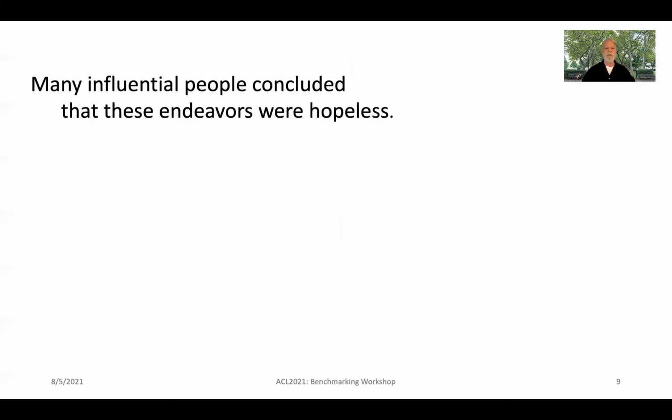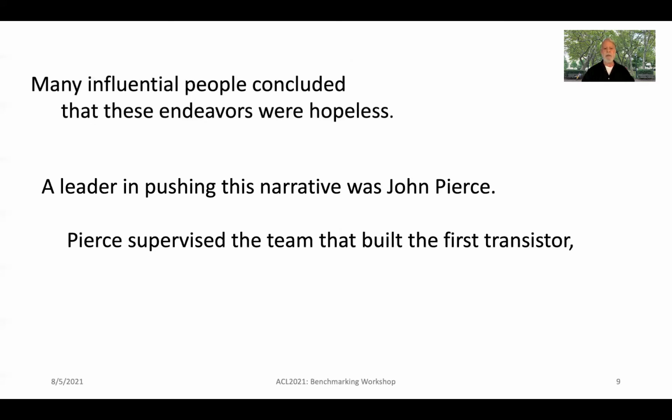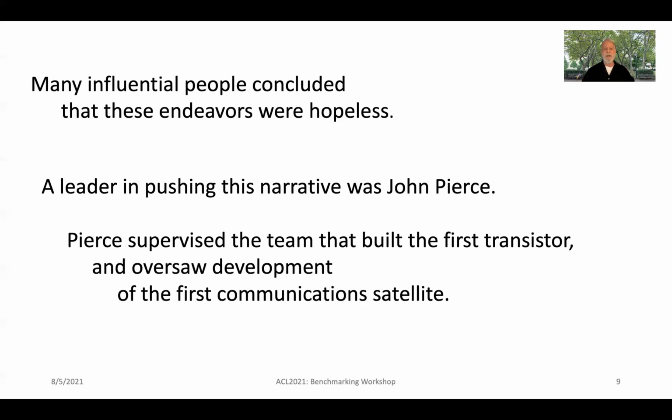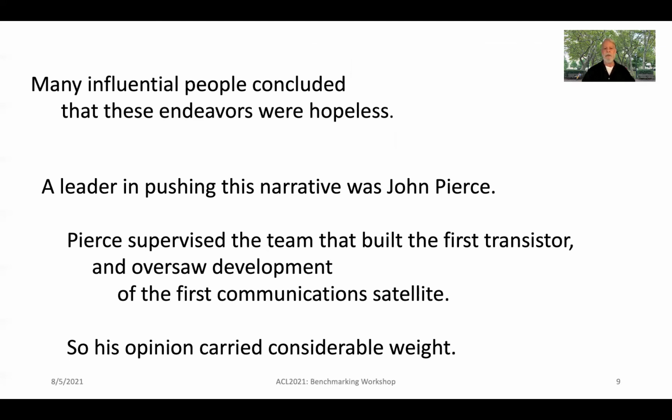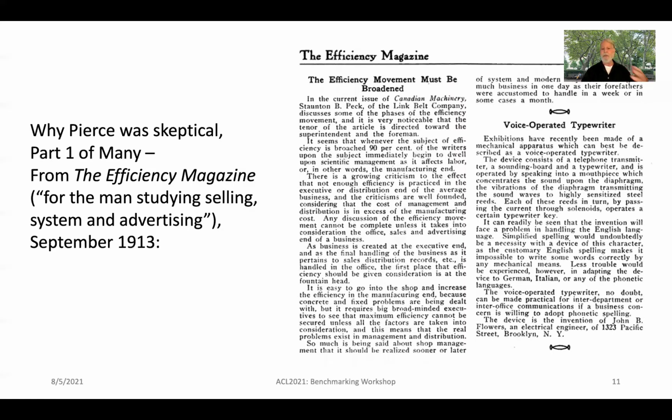Now, many influential people concluded that these endeavors were hopeless, and a leader for pushing this narrative was John Pierce. He had supervised the team that built the first transistor. He oversaw development of the first communications satellite, so his opinion carried considerable weight. This is John Pierce. This is what engineers looked like in the 1960s. Pierce was skeptical because there was a long history of failures, not to say total nonsense.